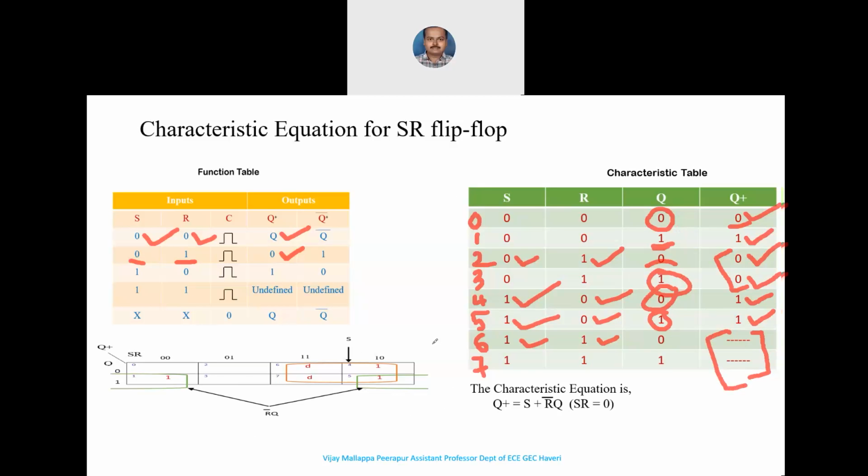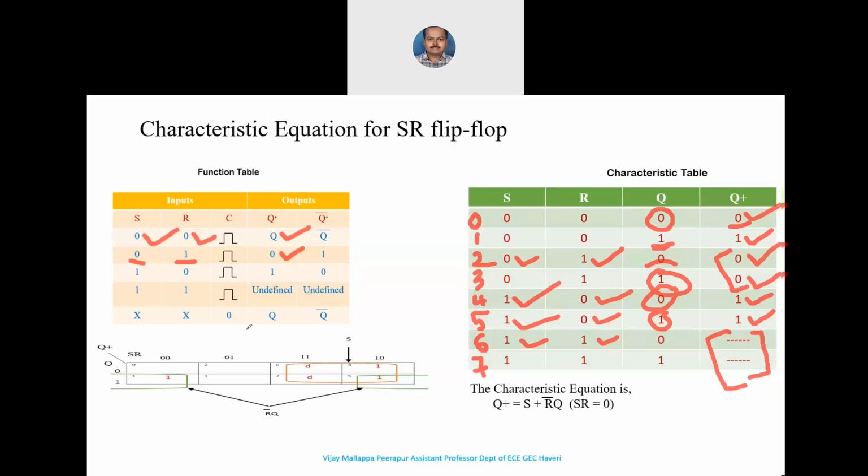How do you come with a simplified expression? We already studied the K-map for 2 variables, 3 variables, 4 variables, 5 variables, right? We studied don't care conditions also, right? Now how do you come with a simplified expression, or the characteristic expression here? Here we call it a characteristic equation. How do you come with a characteristic equation for this one now?